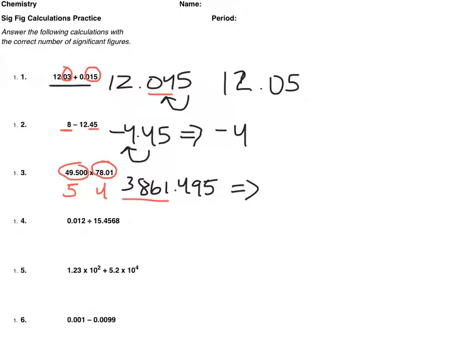So let's do that. 3 is my first sig fig, 8 is my second, 6 is my third, and my last and final one would be 1 because 4 would not round the 1 up. So I would leave it at that.